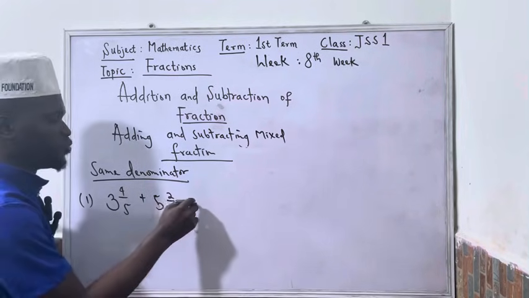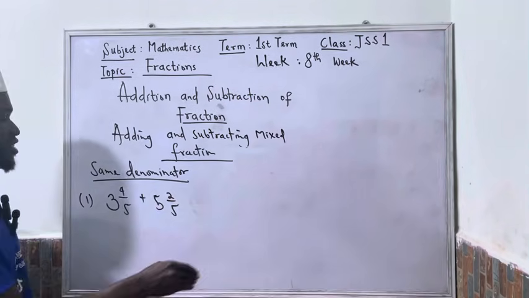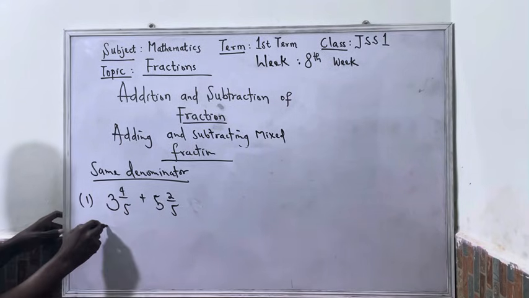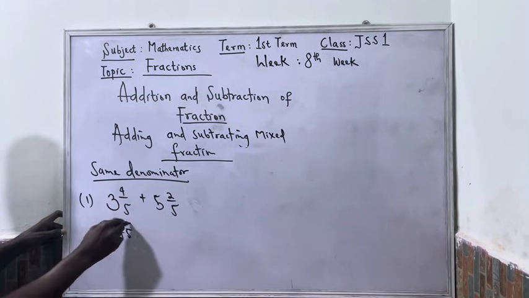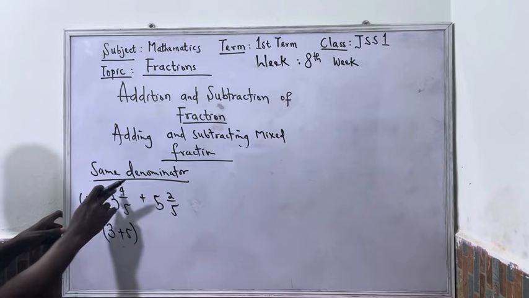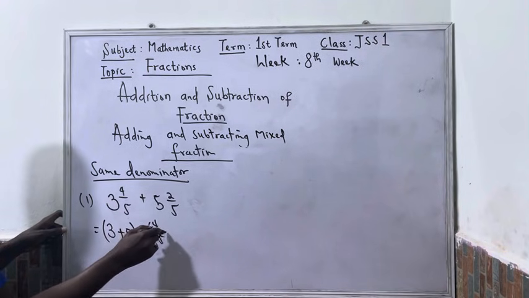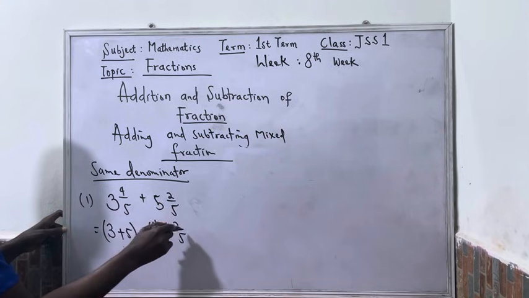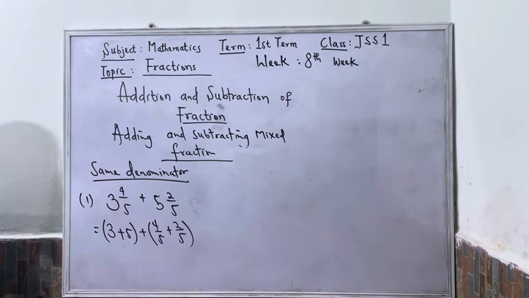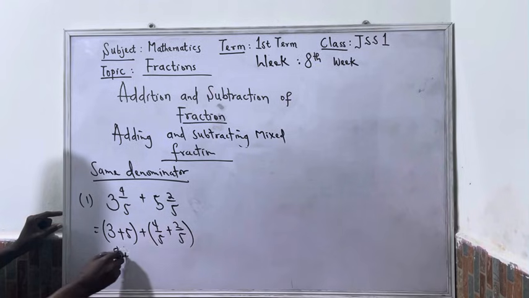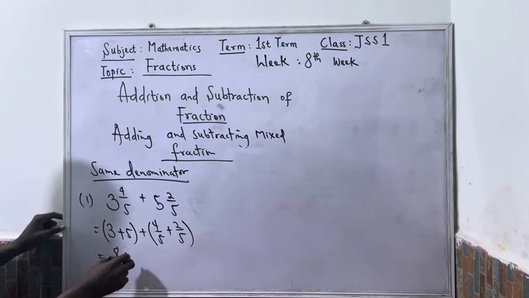So in a simple way, without wasting time, you can first of all add the whole number part and say this is 3 plus 5. Put it in brackets. Then I'll add the fraction part together as 4 over 5 plus 2 over 5. So first, what is 3 plus 5? That will give me 8. Plus 4 over 5 plus 2 over 5.